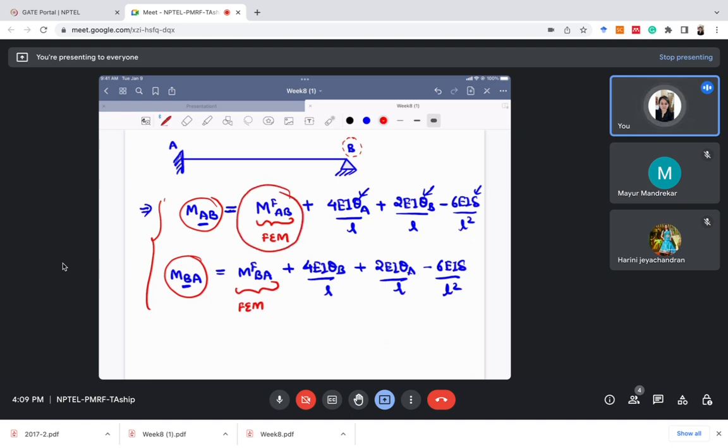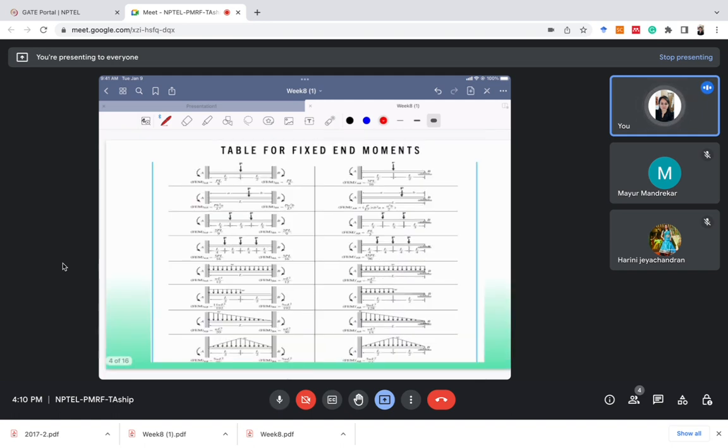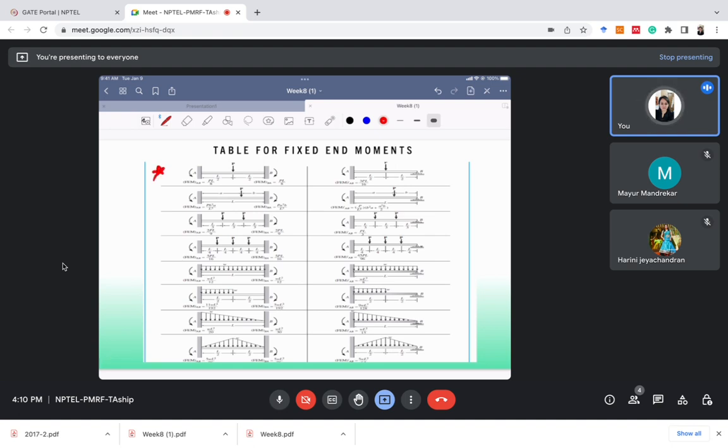So fixed end moments are nothing but the moments generated due to the external load when both the ends of the beam are fixed. As the name suggests, fixed end moments. So fixed end moments are the moments generated at the ends when both the ends of the beam are fixed. We can calculate the fixed end moments using different methods, but we should remember some of the cases.